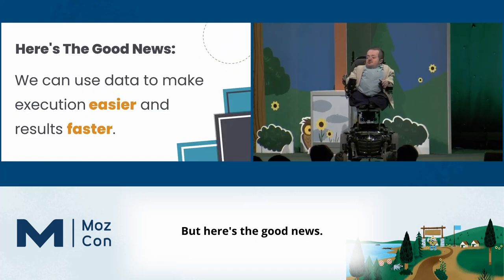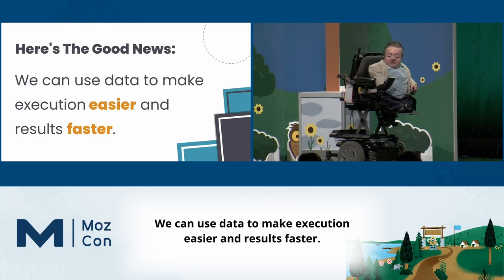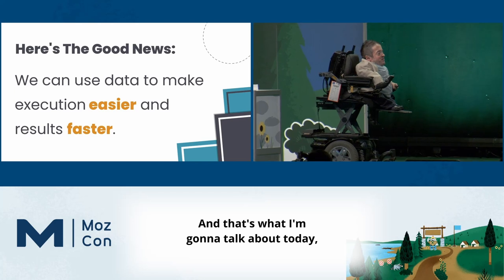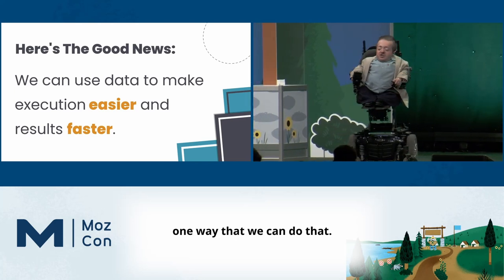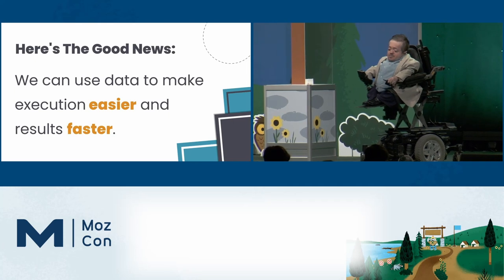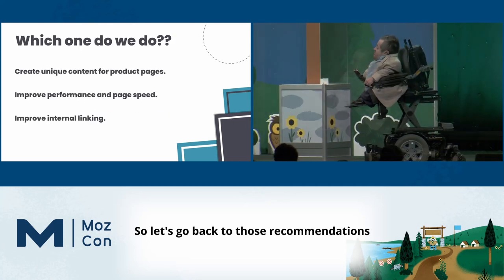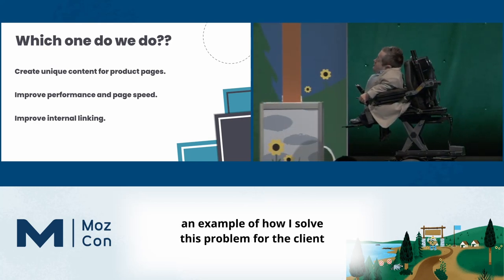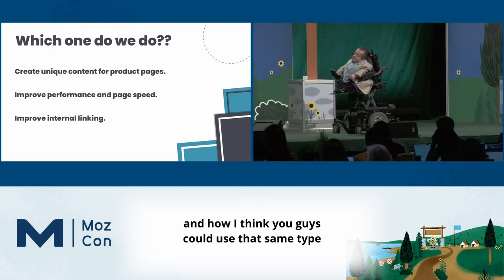But here's the good news. We can use data to make execution easier and results faster. And that's what I'm going to talk about today, one way that we can do that. So let's go back to those recommendations, because we're going to use these recommendations as an example of how I solve this problem for the client and how I think you guys can use that same type of analysis in the future.